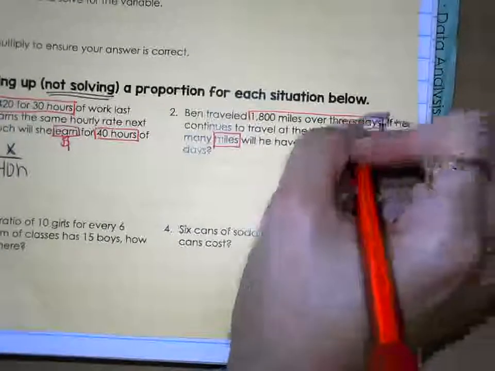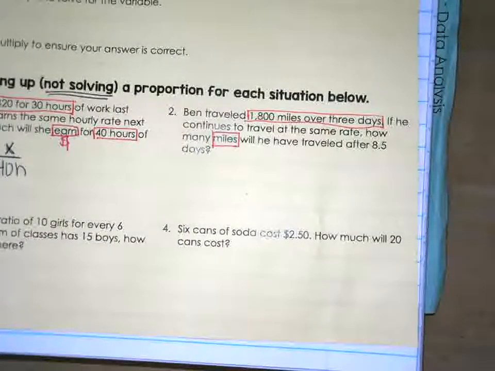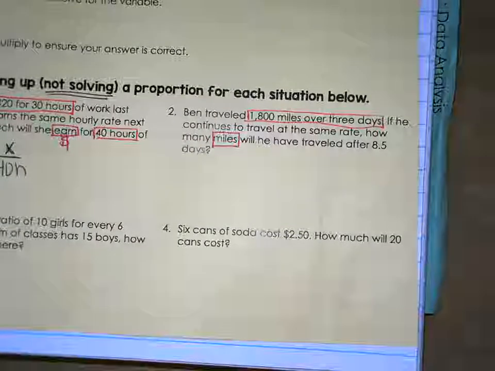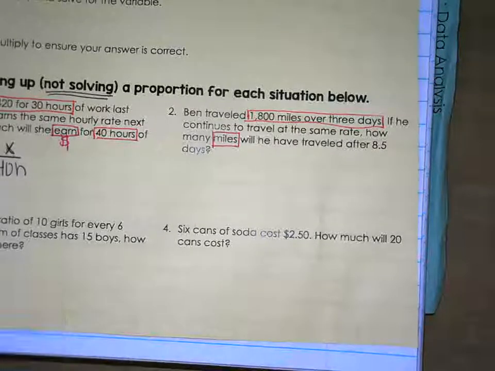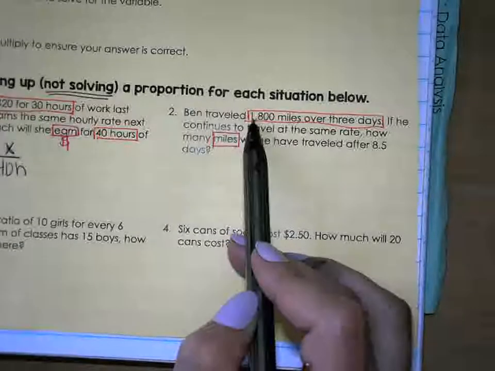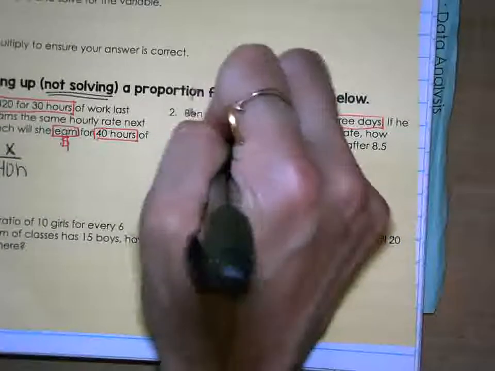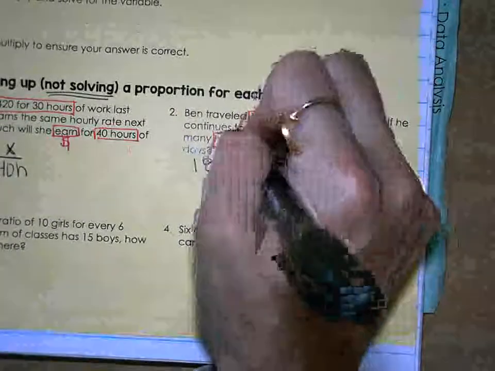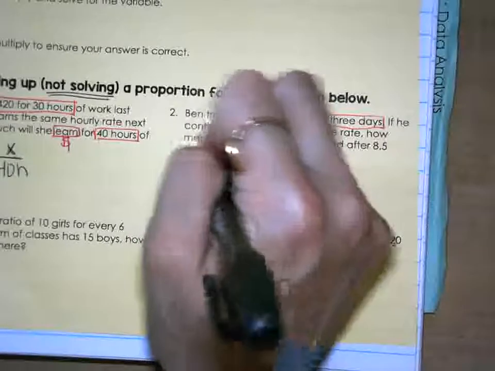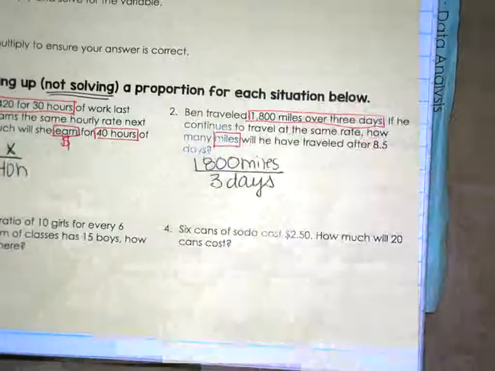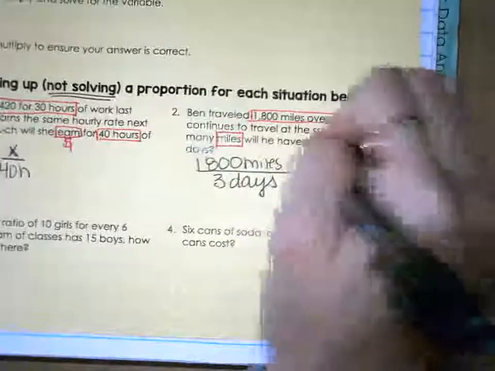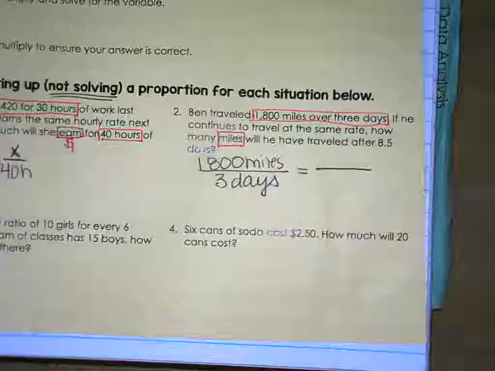Well, I know that he traveled 1,800 miles over 3 days. I need to write that as a ratio, which means whatever comes first goes on top, whatever comes second goes on bottom, as long as it makes sense. So I have 1,800 miles over 3 days, so I would literally write 1,800 miles over 3 days. That will be equal to another ratio that I need to now find out.